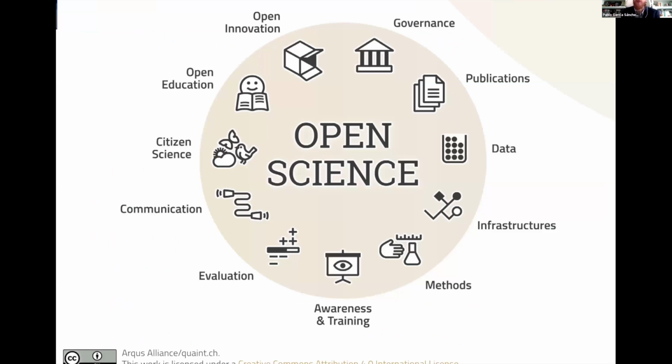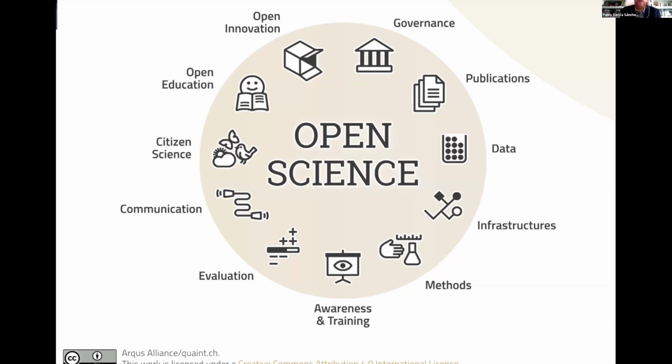This is the open science cosmos that we published in the Arqus Alliance open science position paper. When I say open science, people usually think only of open access, that means putting your papers open to the public. But open science is more than that. It deals with the governance of the universities, sharing the data, the infrastructures, the methods, that includes the source, the software code of the algorithms we develop.